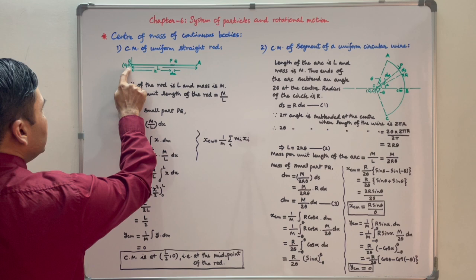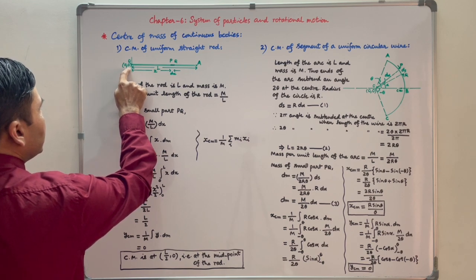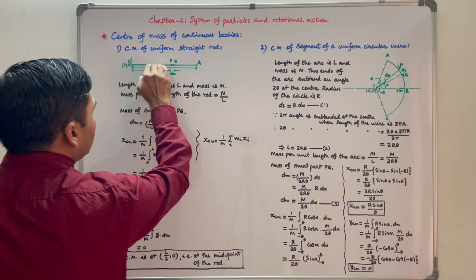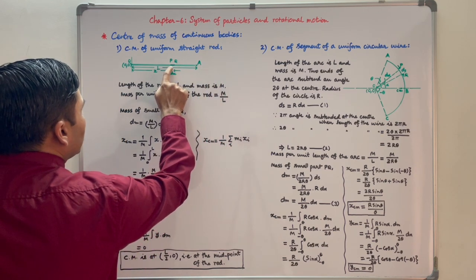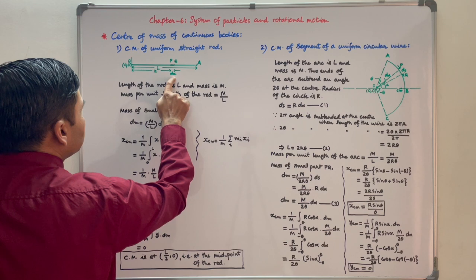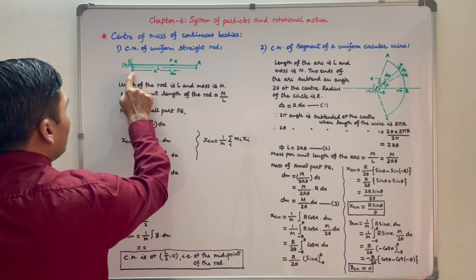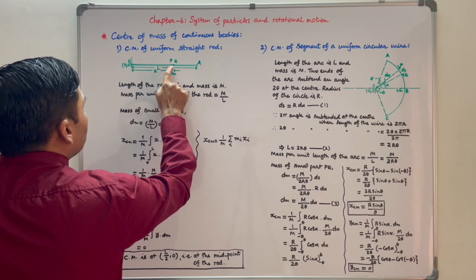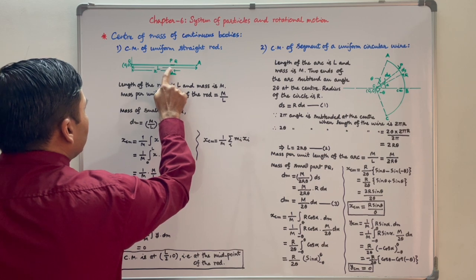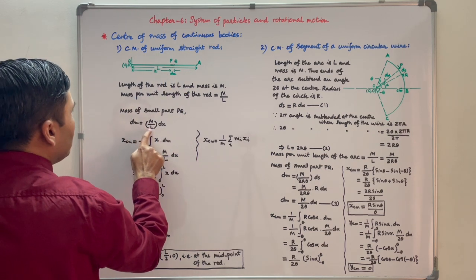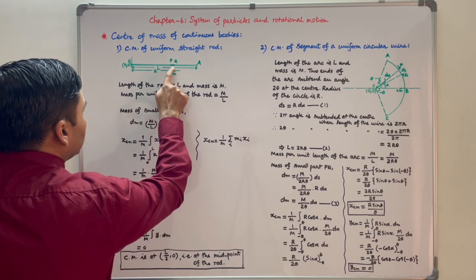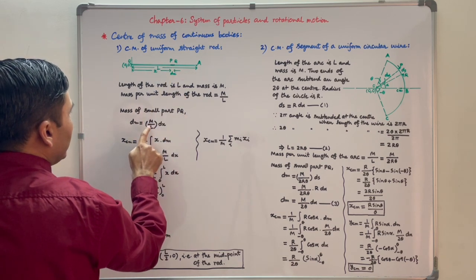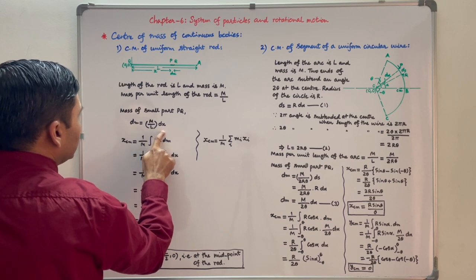Its one end is taken as origin and x-axis is taken along the length of the rod. Now consider a small part of the rod whose length is dx at a distance x from one end. Mass of this small part is given by dm is equal to mass per unit length of the rod into length of this small part. So dm is equal to m by L into dx.